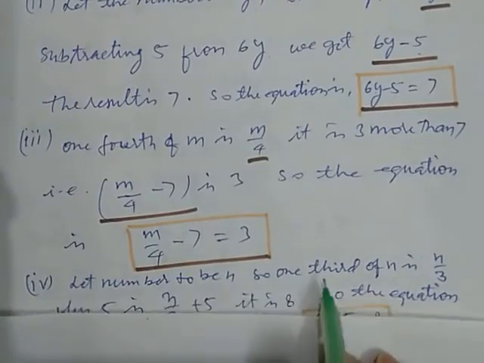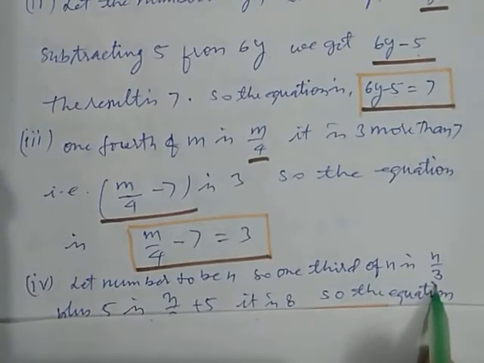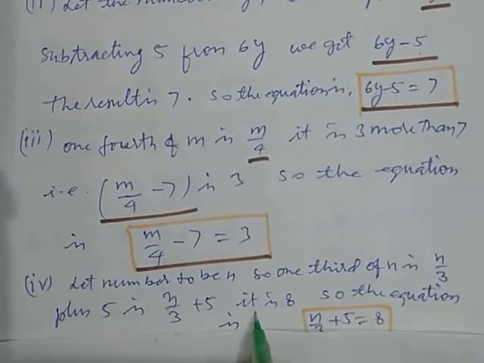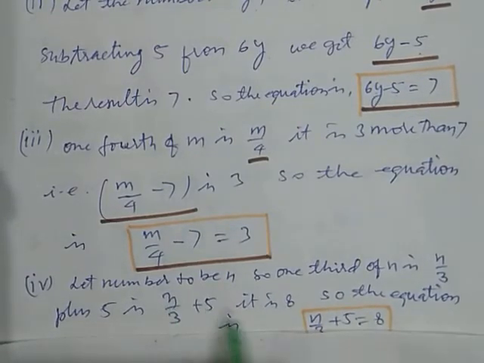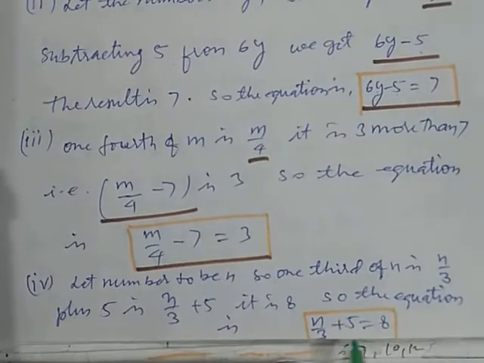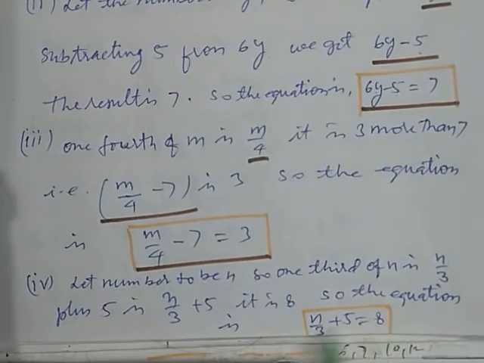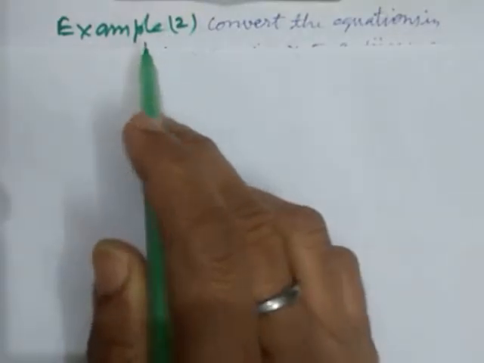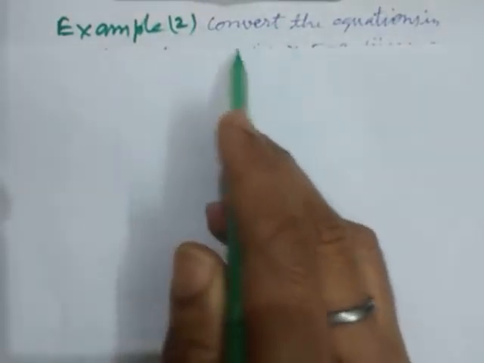Let the number be n, so 1/3 of n is n by 3. Plus 5 is n by 3 plus 5. It is 8, so this must be equal to 8. So the equation is n by 3 plus 5 equals 8. This way we form the equation. So learn this. Now we take the second example.